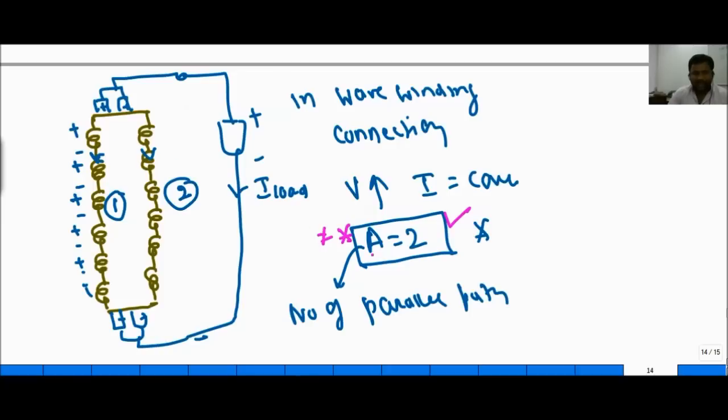But we can't increase the current rating, but we can increase the voltage rating by increasing the coils in the stator or in the armature winding, in the wave connected. If it is wave connected, then we can increase the voltage rating of this armature winding, but we can't increase the current rating. In order to increase the current rating, we have to go toward the lap winding connection.